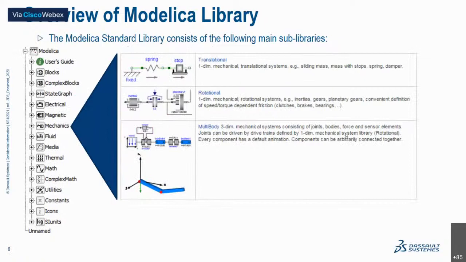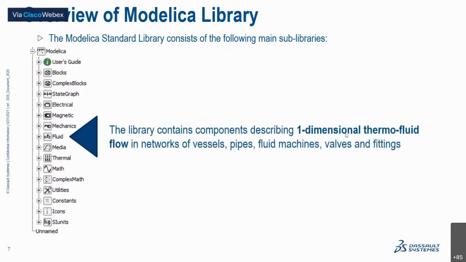Then you have the mechanical package. The mechanical package consists of the translational, rotational, and multi-body packages. It's further divided into them, where the translational will have all the translational components such as sliding mass, your spring and damper systems, while rotational will have all your gears, planetary gears, your brakes, your clutches. All of these type of components are present in your rotational package. While multi-body is basically three-dimensional mechanical systems that consist of joints, bodies, your forces and sensors, and all of those type of components. You'll be actually building models, and you might get to know more about it once we continue with the session.